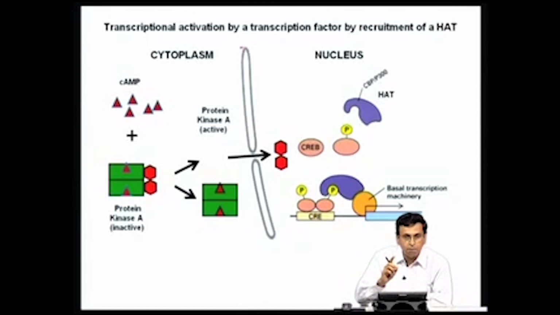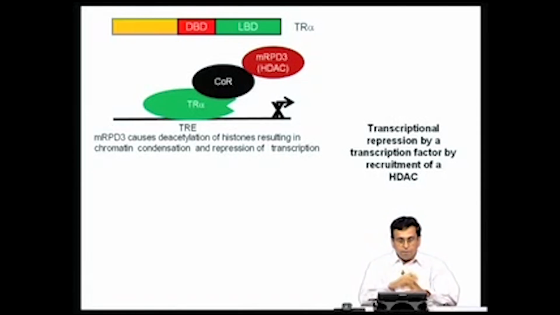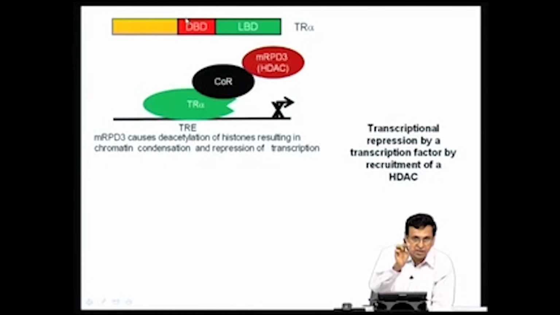Now, I will give you another example just to show how transcription is shut off by another signal transduction pathway, this time involving a histone deacetylase or HDAC. We have discussed, for example, steroid hormone receptors. Now, I told you steroid hormone receptors belong to a family called the nuclear receptor superfamily, and they contain a zinc finger DNA binding domain. They usually contain what is called a DNA binding domain, through which they go and bind to specific DNA sequences in the promoter regions, and they also contain a ligand binding domain or a transcription activation domain.